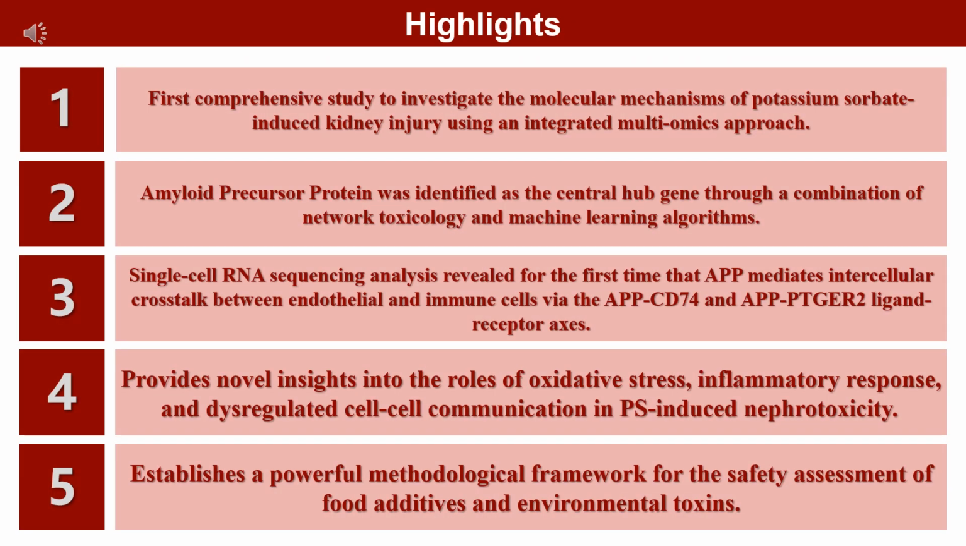1. First comprehensive study to investigate the molecular mechanisms of potassium sorbate-induced kidney injury using an integrated multi-omics approach. 2. Amyloid precursor protein was identified as the central hub gene through a combination of network toxicology and machine learning algorithms. 3. Single-cell RNA sequencing analysis revealed for the first time that APP mediates intercellular crosstalk between endothelial and immune cells via the APP-CD74 and APP-PTGER2 ligand-receptor axes.